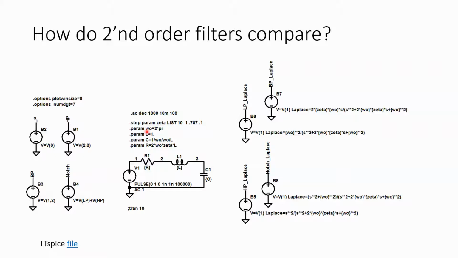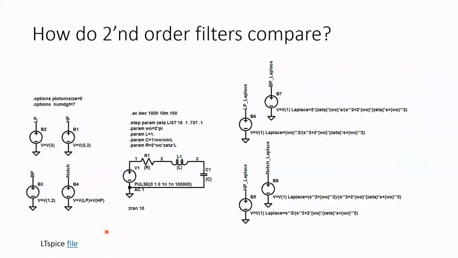And you can see I have the parameter omega naught equal to 2 pi. You have to choose something, and since I'm not really making this circuit, I just chose L to be 1 Henry. Then you calculate the capacitance and the resistance, so really for a second order system, you choose what kind of filter, omega naught, and your damping coefficient. The LTspice file is there.